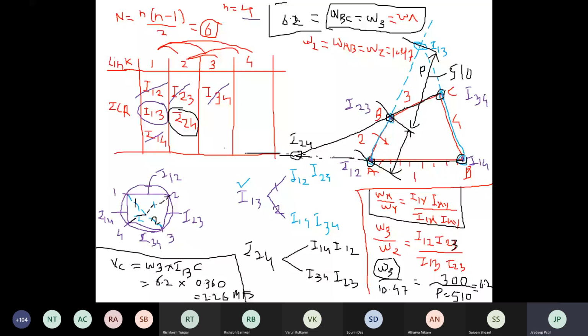I13 is the center of rotation of the link BC. Means C turns with respect to I13. Means I13 to C is the radius. Correct? Yes sir. I13 to C is the radius. Got it? समझ में आया सबको? हाँ सर.